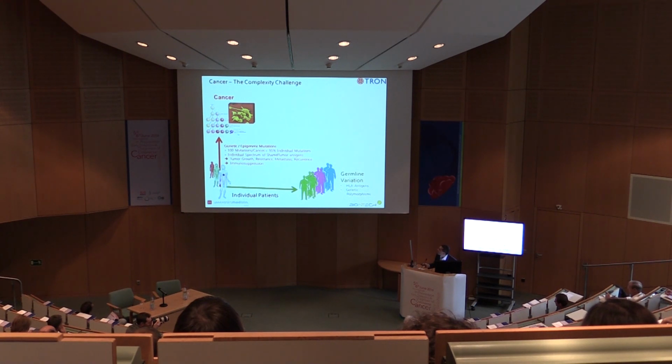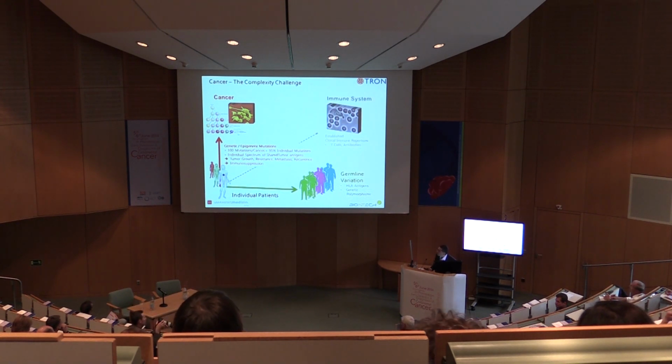There are two types of challenges. First of all, every cancer patient has a different set of mutations. And the second challenge is that every tumor cell is different from another tumor cell. So this is the tumor heterogeneity. But we have also a third level of complexity. This is the immune system. And the immune system carries also a clonal heterogeneity of T cells and B cells recognizing different antigens.